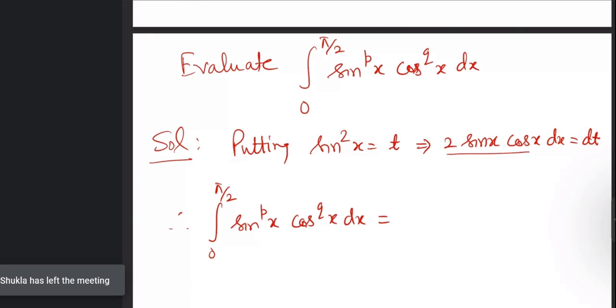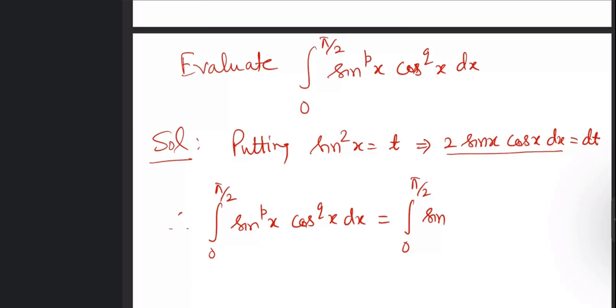To make all the changes, we should rewrite the integrand so that we can use 2 sine x cos x dx in terms of dt. The integral from 0 to pi by 2 can be written as sine raised to the power p minus 1 x cos raised to the power q minus 1 x into sine x cos x dx.